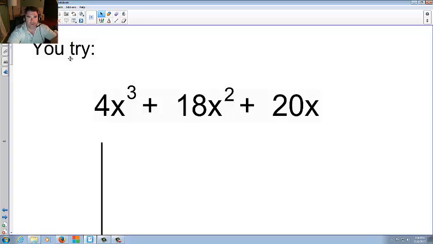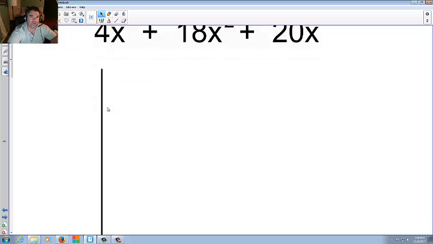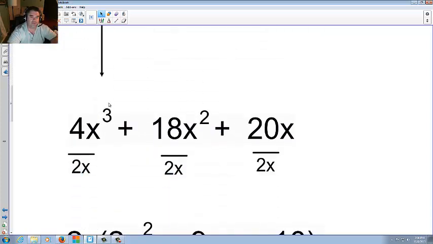You go ahead and try. Go ahead and pause this time, see what you can do. Alright, let's take a look. You have 4x cubed plus 18x squared plus 20x. Let's see what we can pull out. I've said you can pull out 2x to each.